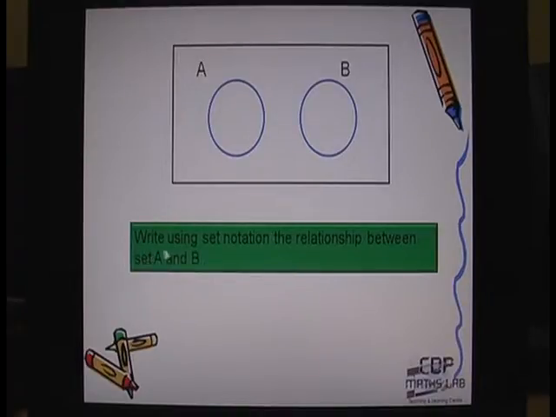It says, write using set notation the relationship between sets A and B. So pause your video now and do the following. Did you get this answer? A intersect B is equal to a what? Empty set or a null set. Why? Because there's nothing common between A and B, and they are in fact what? Disjoint.